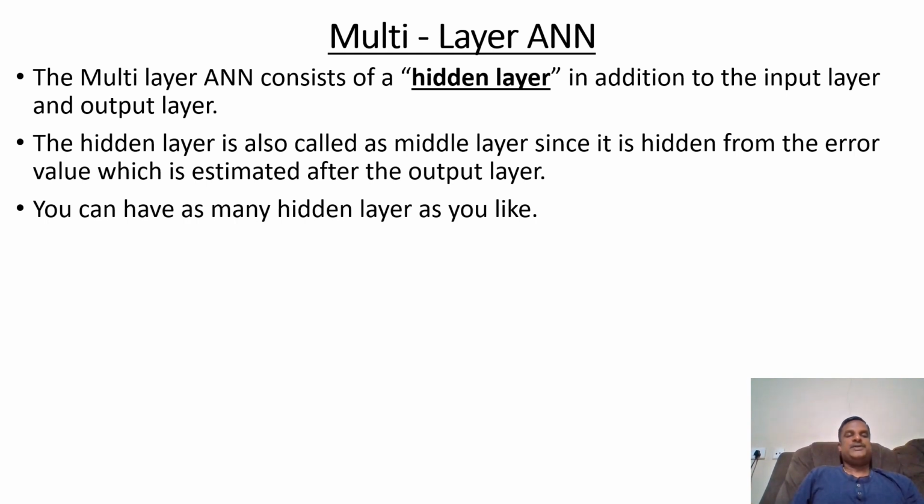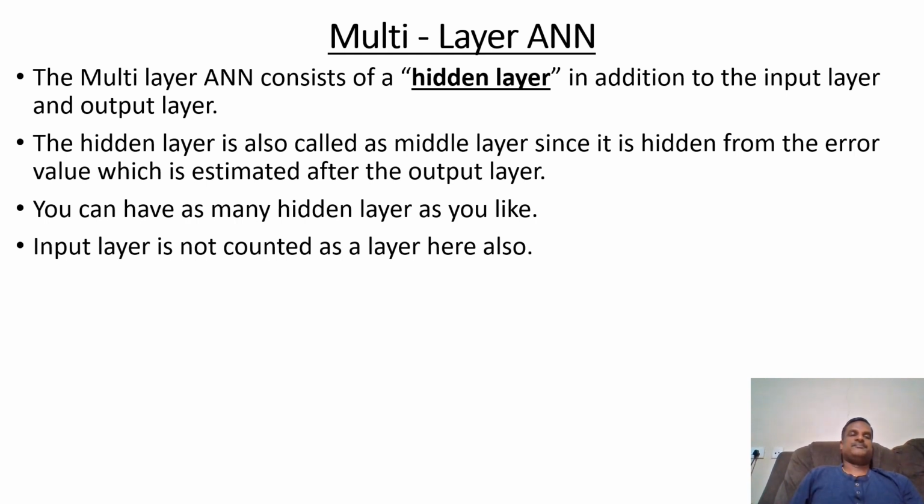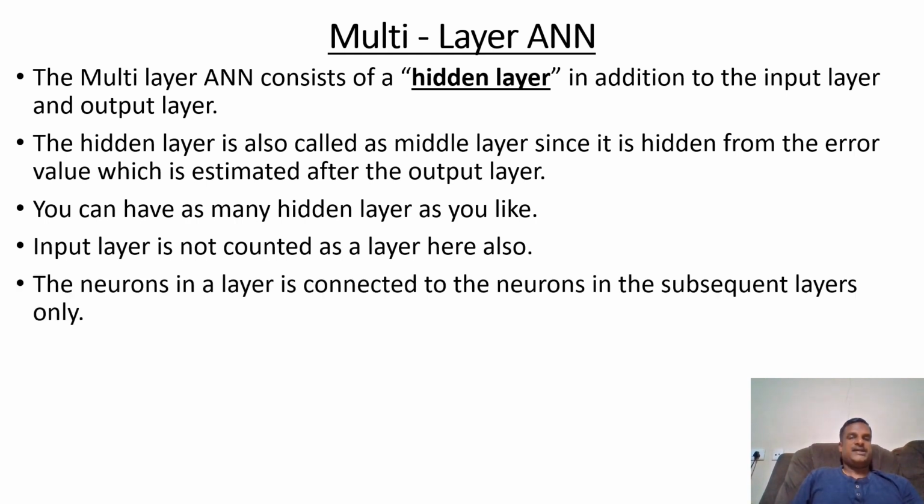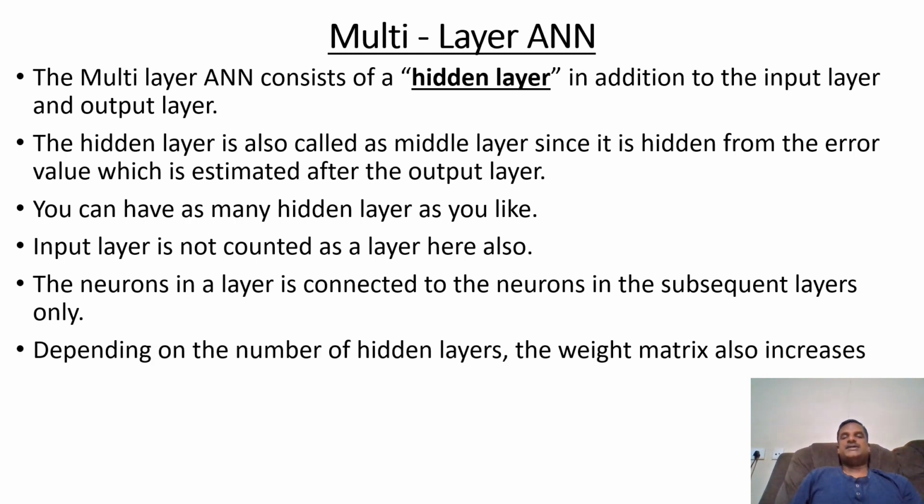Apart from the number of neurons you have in your layers, you can also have as many hidden layers as you like. In deep neural networks, the number of hidden layers is extremely high. The input layer is not counted as a layer, and the connection is between the subsequent layers in the artificial neural network. Depending upon the number of hidden layers, the complexity also will increase. The weight matrix increases. When the weight matrix increases, the number of weights you need to adjust also increases, which will ultimately result in the complexity of your overall architecture.